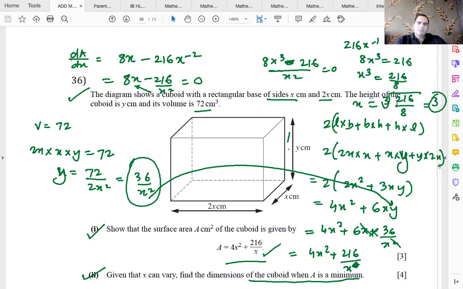So this is going to be 27, and the cube root of that is 3. So if I take x as 3, at that time my area will be minimum. Obviously, you can verify using the double derivative and so on.